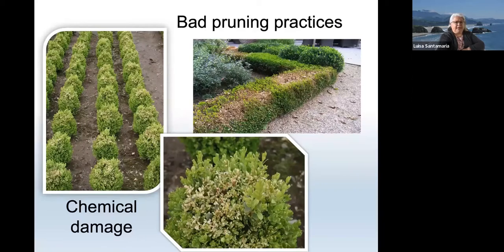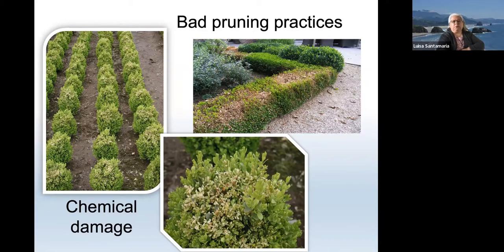And one of the things that we usually or sometimes see is cultural practices, like pruning. Sometimes the plants are pruned so much that they cannot recover after the pruning. And you can see patches that sometimes could look like boxwood blight maybe, or something else, but it's not. Sometimes it's caused because the pruning was so deep that the plants didn't recover in some parts.